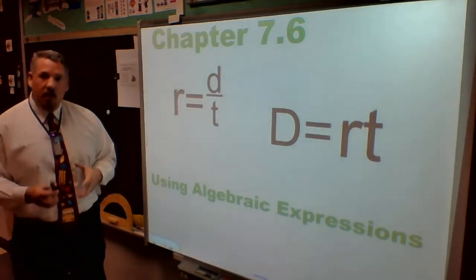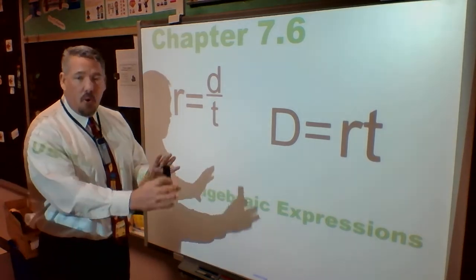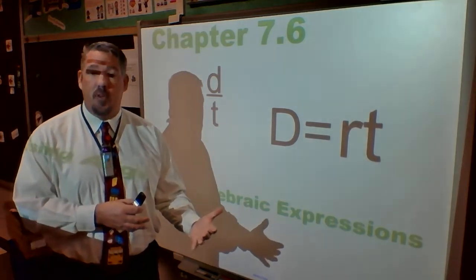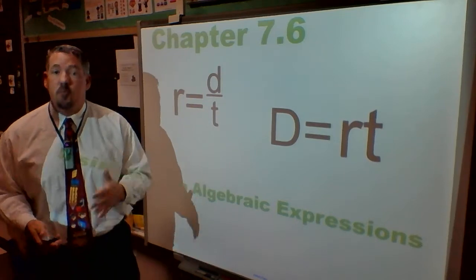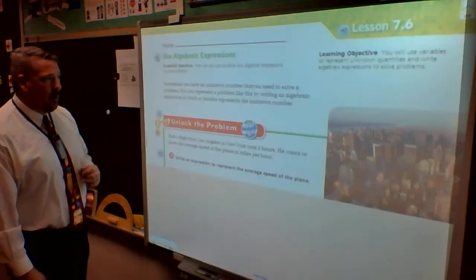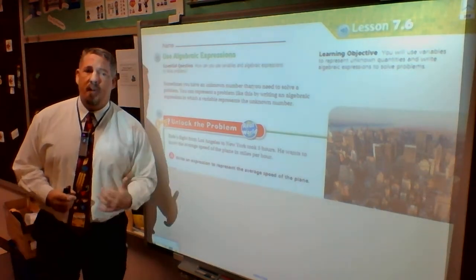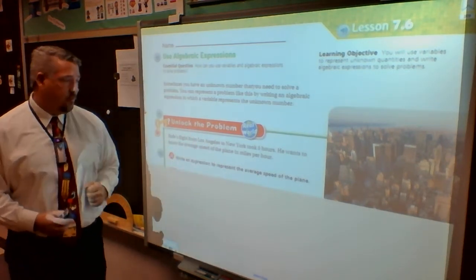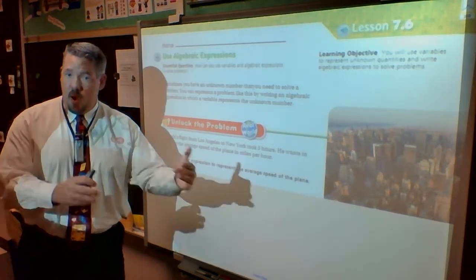So we're going to be plugging information in and setting up our algebraic expressions on how to use them. Sometimes we're going to solve for them, and sometimes we're not. We're just going to be able to set them up with this information from story problems that we're going to be reading. For example, we start out with Rafe. Rafe's flight from Los Angeles to New York took 5 hours. He wants to know the average speed of the plane in miles per hour.